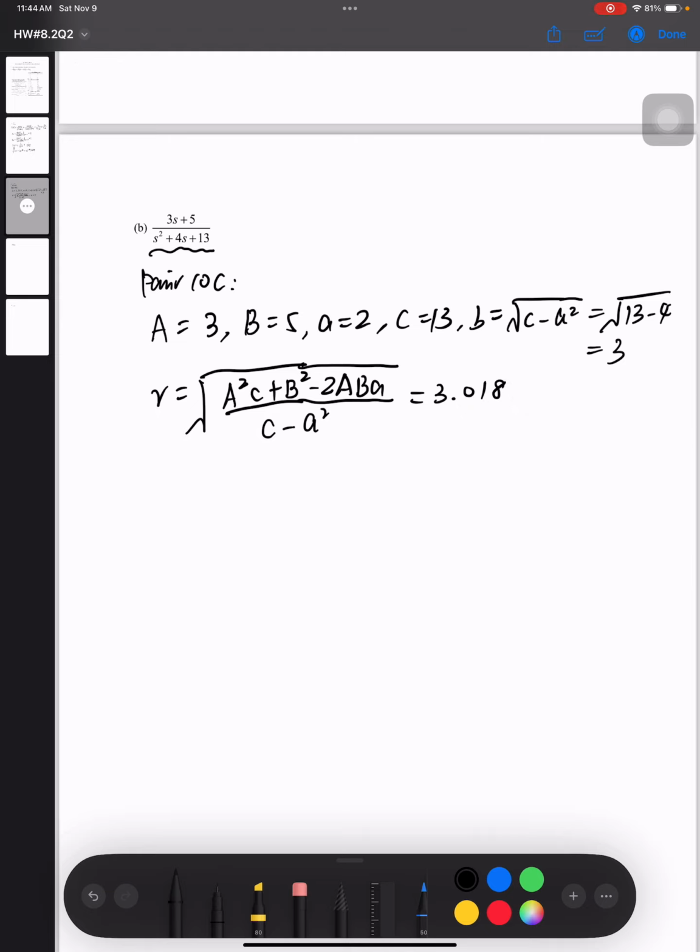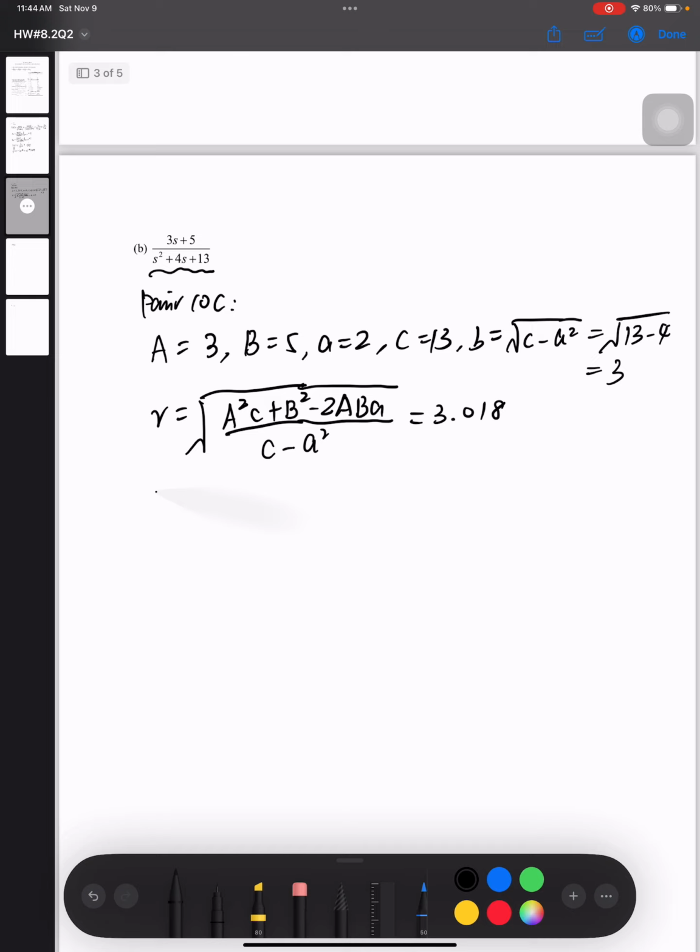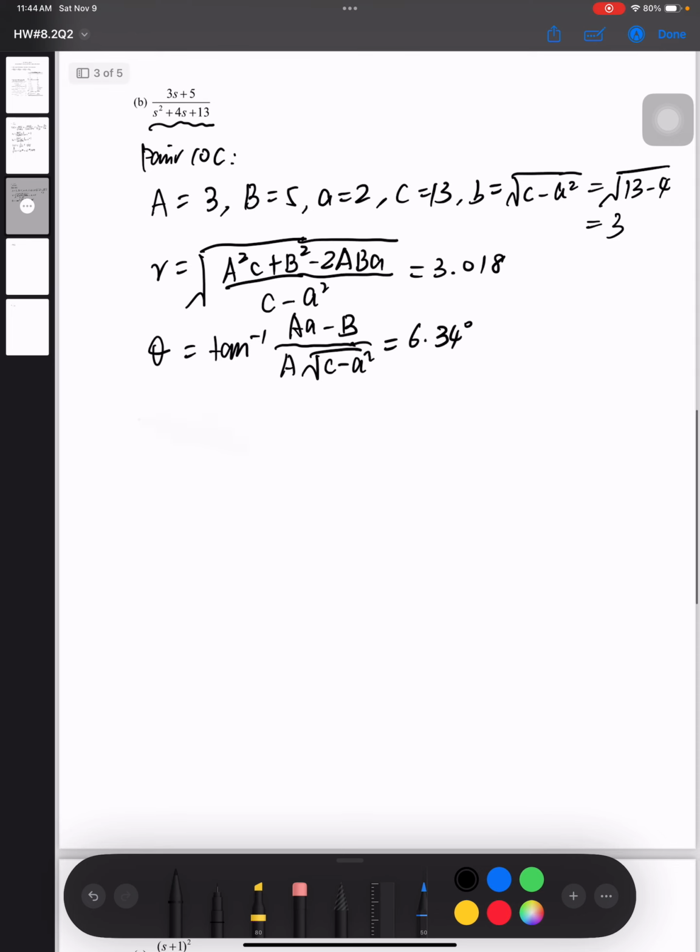So after calculation, we can get R equals to 3.18, and the angle theta equals to the arctangent of A a minus B over A times the square root of c minus a squared. And we can use the calculator to calculate. Eventually the angle is 6.34 degrees. And so we can directly get the inverse Laplace transform.